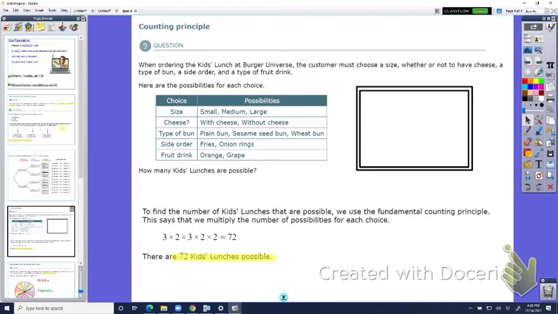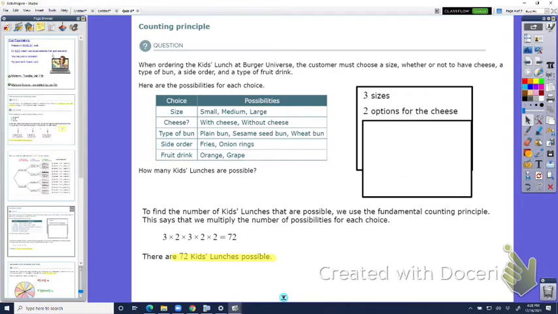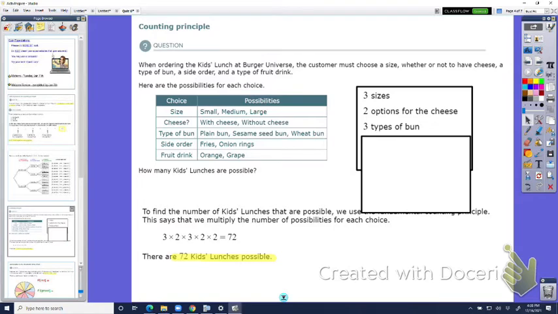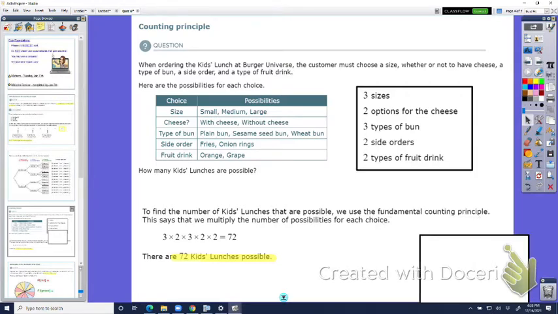This time they don't really tell you how many sizes, but you can count small, medium, large. Those are 3 choices for the size. With or without cheese, that means 2 options for the cheese. The type of bun, plain, sesame, or wheat, that gives you 3 types for the bun. The side order, you could have fries or onion rings, so that's 2. And the fruit drink is either orange or grape, so that's another 2. If you multiply all those numbers up, 3 times 2 times 3 times 2 times 2, you get 72 possible lunches.